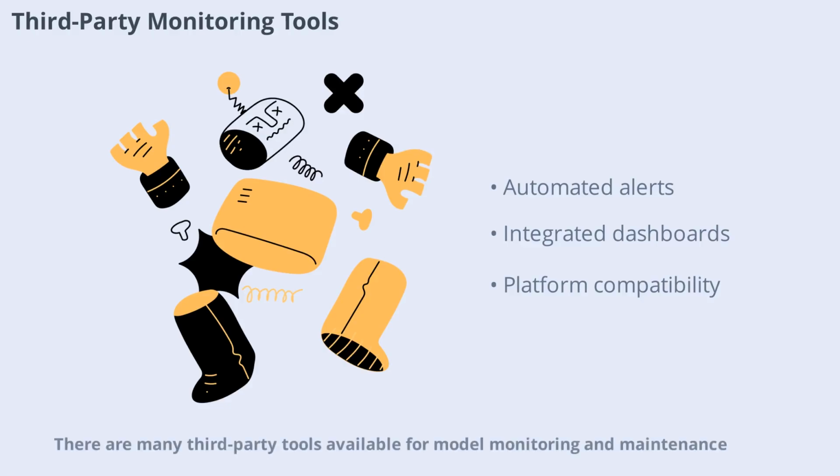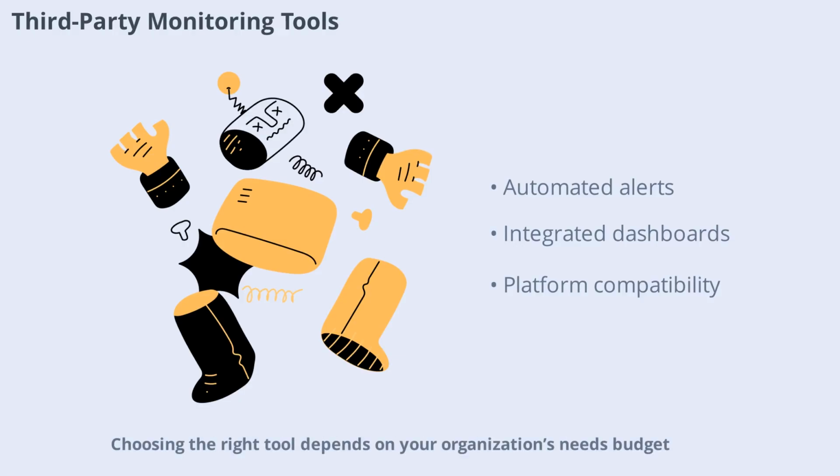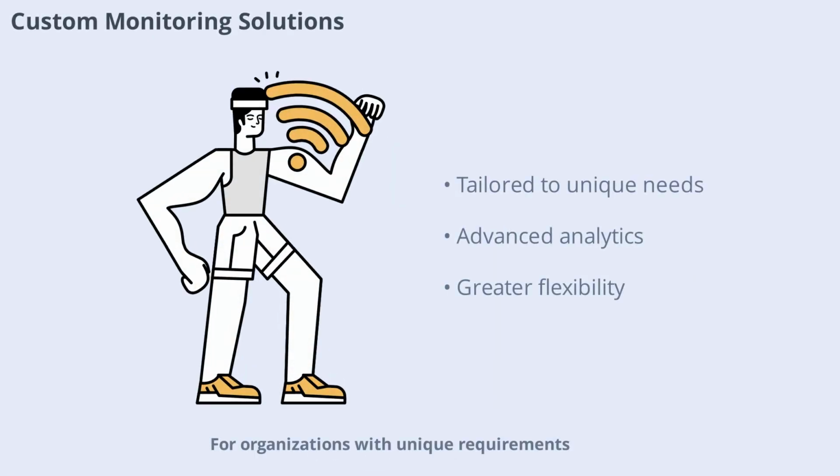There are many third-party tools available for model monitoring and maintenance. These tools offer features like automated alerts, dashboards, and integration with popular data science platforms. Choosing the right tool depends on your organization's needs, budget, and technical stack. For organizations with unique requirements, custom monitoring solutions may be necessary.